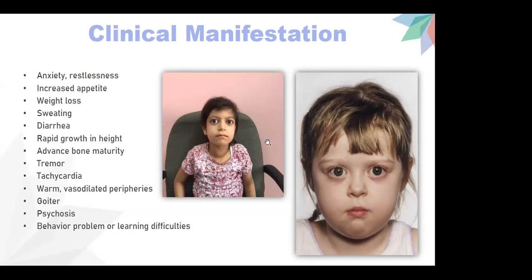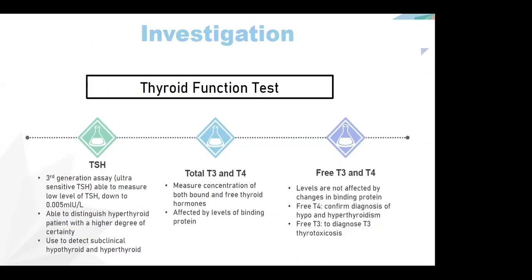So this will be my last topic for my presentation, which is investigation. So for the investigation, we can do thyroid function test, which can be considered as the first test if you want to know whether the patient is having thyroid problems or not. So thyroid function test helps clinicians to diagnose thyroid disease such as hyper and hypothyroidism, Graves' disease, Hashimoto's thyroiditis, and other thyroid problems such as nodules or cancer.